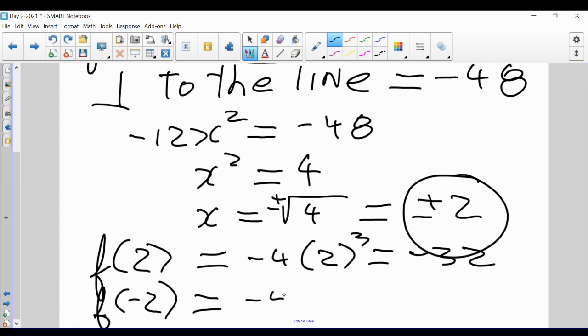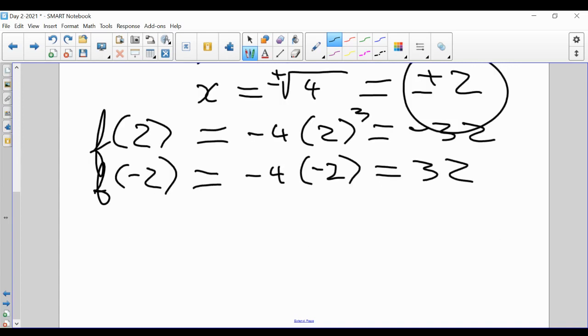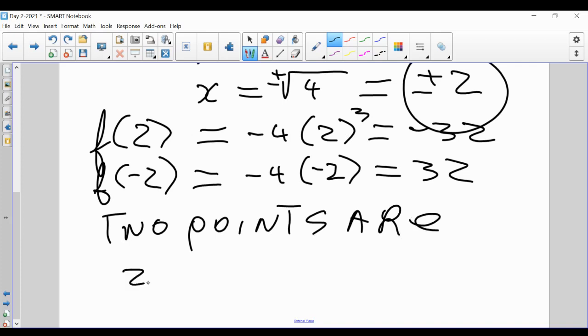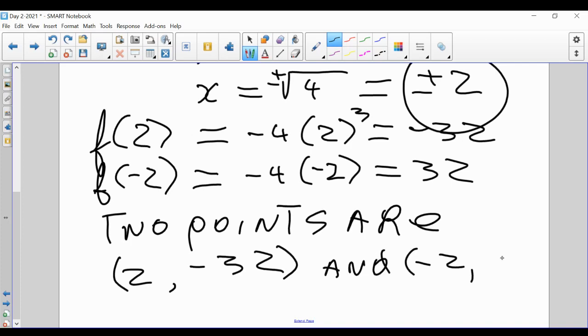And f of minus 2 is minus 4 times minus 8 times minus, so positive 32. So the 2 points where this happens are 2, minus 32 and minus 2, 32. The function itself. Okay, hopefully I didn't go too fast on that one. So those are the 2 points at which the normal is going to hit the function. The normal to the other line is going to hit the function.